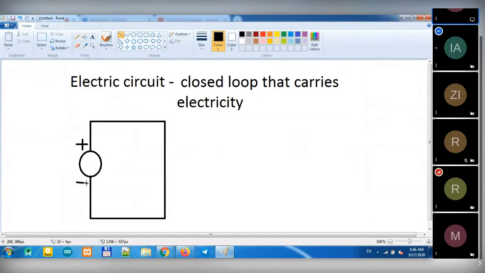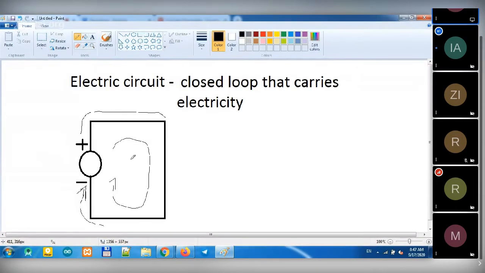Okay, you have seen an image like this before, right? This is an electric circuit, or we can just call it a circuit. Let's write this one. This is a loop. Electricity moves from this side and comes back to this side because positive electricity attracts negative. So it will just loop until the battery dies. Okay?